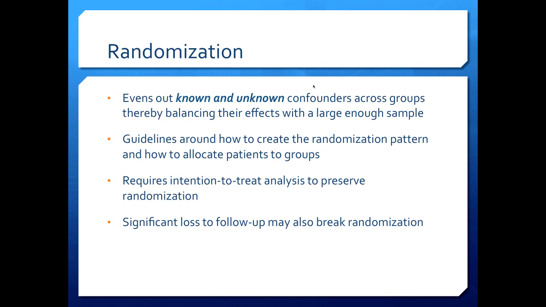In fact, there's a whole group devoted to improving the quality of randomized controlled trials called the Consort Group. They set out guidelines for how to create randomization patterns and how to allocate patients, etc. In order to preserve the benefit of balancing known and unknown confounders, analysis must be conducted on an intention-to-treat basis. Furthermore, significant loss to follow-up can also break randomization, thereby casting doubts on study validity.